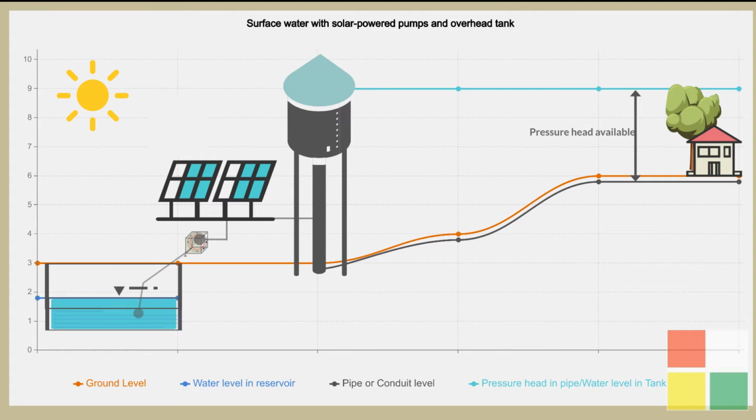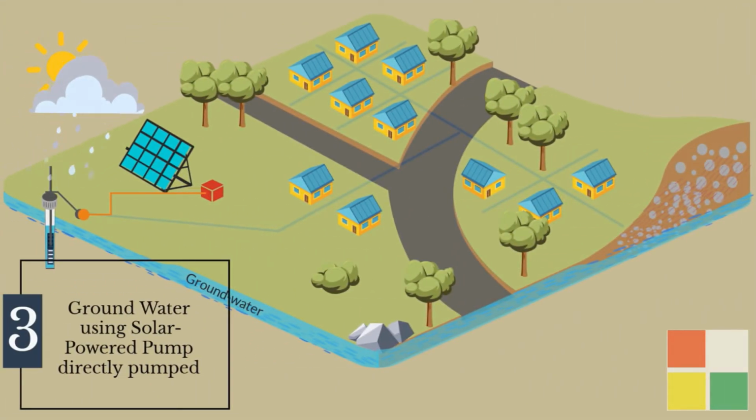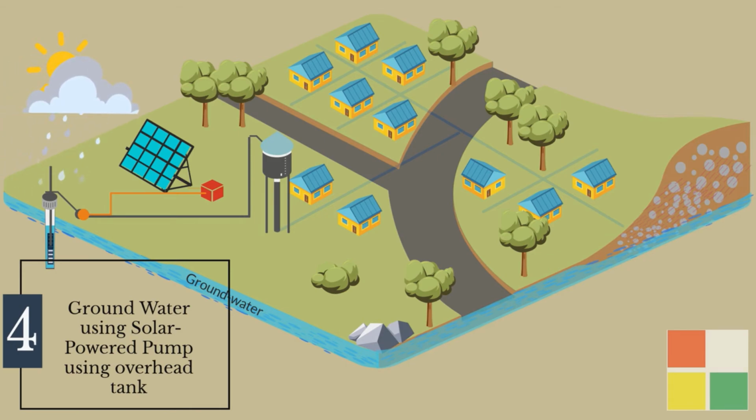Now let's consider the same settlement, but instead of surface water we have groundwater to feed our system. In this case the water is pumped from aquifers either by installing a submersible pump in a borehole, or a centrifugal pump. The suction and delivery heads are some of the key factors in selecting the type of pump. Similar to the previous case, the water can be pumped directly into the system.